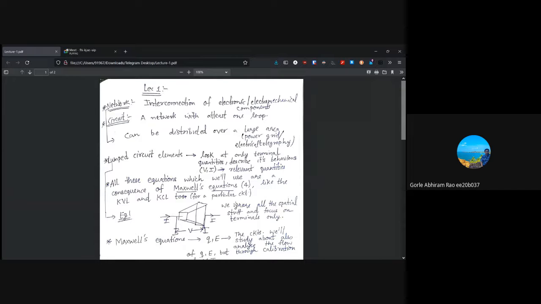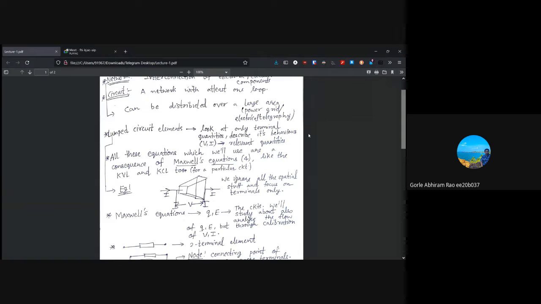And next, let's try and look at what lumped circuit elements are. There's two types of circuit elements, lumped circuit elements and distributed circuit elements. When we study lumped circuit elements, we are not really interested in the spatial study of the voltage and current, which are the relevant quantities we'll study. So with lumped circuit elements, we're not interested in the spatial distribution of the voltage or the potential difference across each small element in the circuit. Instead, we just look at the terminal quantities of voltage and current.